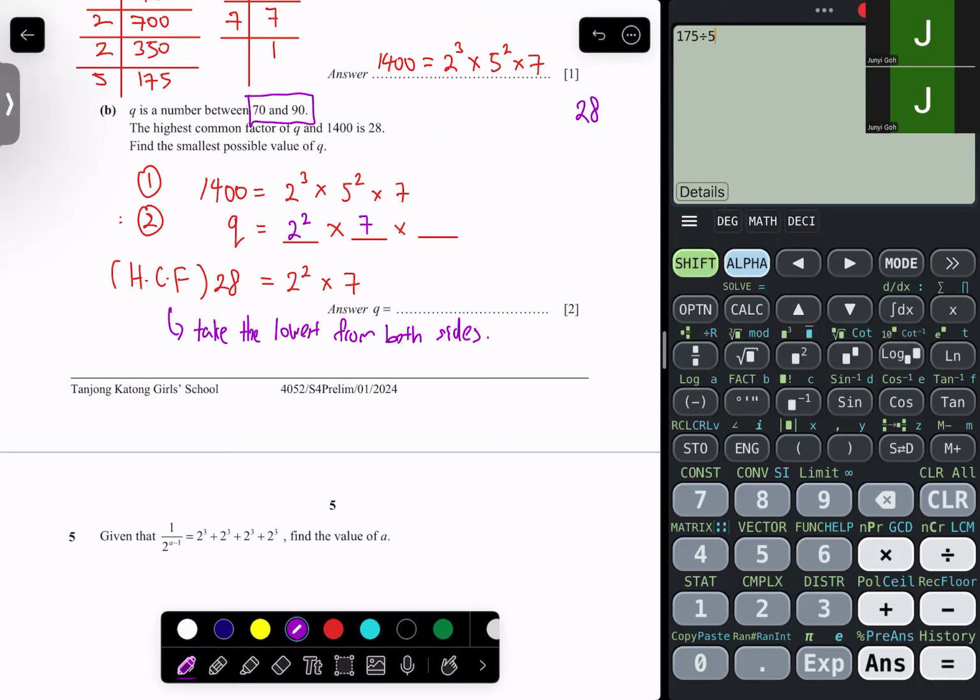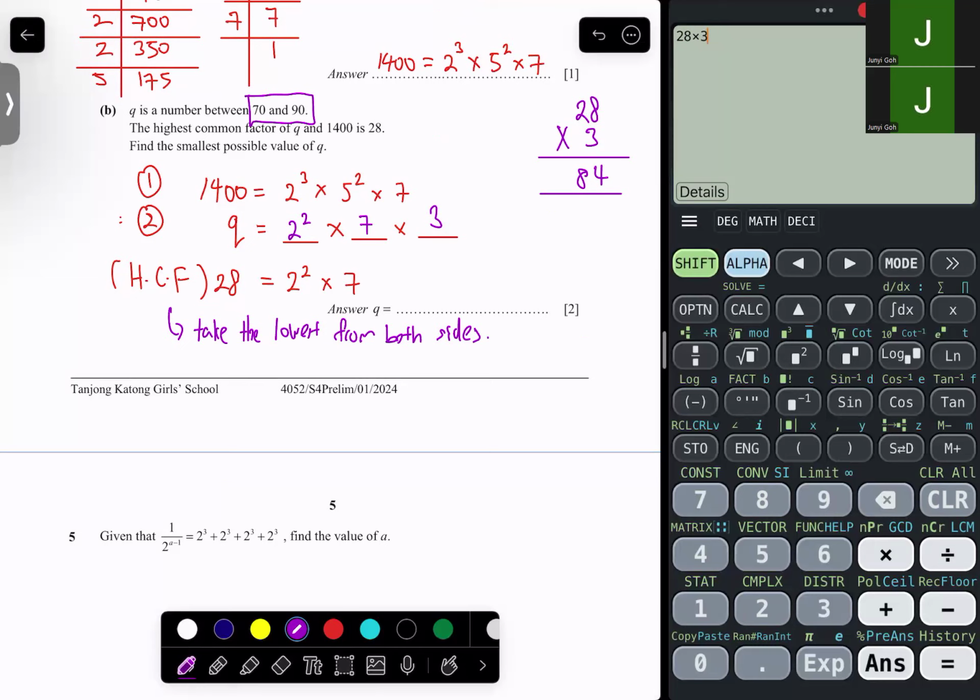So that means I'm only left with one possibility, which is 3. So 28 times 3, we have 84. So this number fits, right? Because having this number, it doesn't disrupt the HCF, and it fits the criteria of between 70 and 90. And that's the only number that fits it.